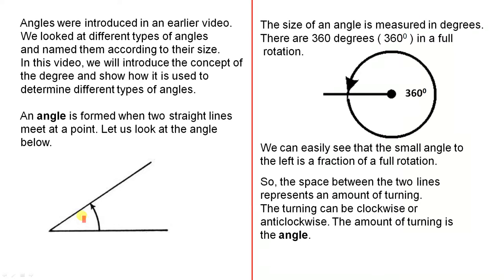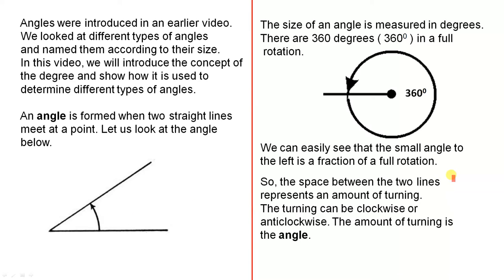So this has a size. The size of an angle is measured in degrees. There are 360 degrees in a full rotation. So that explains to you the size of a degree, because when you put 360 degrees together, that gives you exactly 1 full rotation or 1 circle. We can easily see that the small angle to the left is a fraction of a full rotation. See, this is nowhere near a circle or a full rotation. That's why we say it is a fraction of a full rotation.